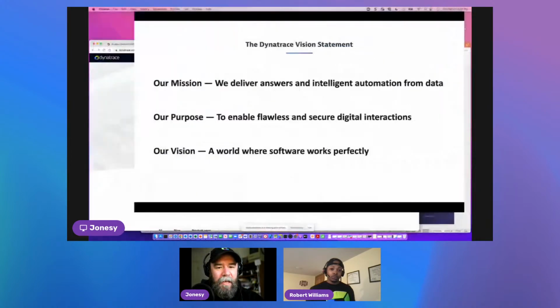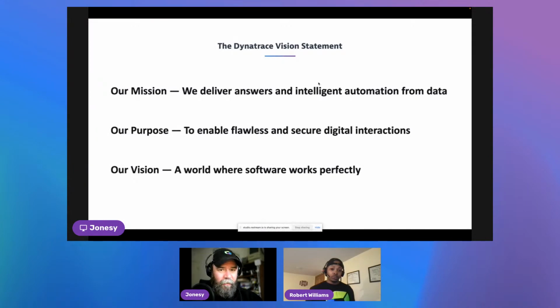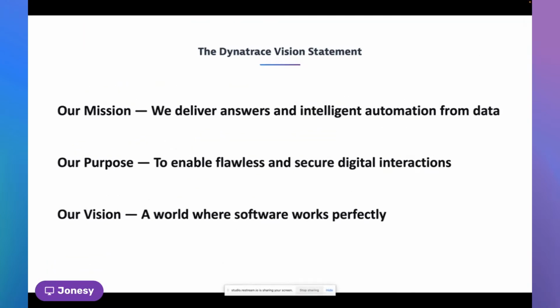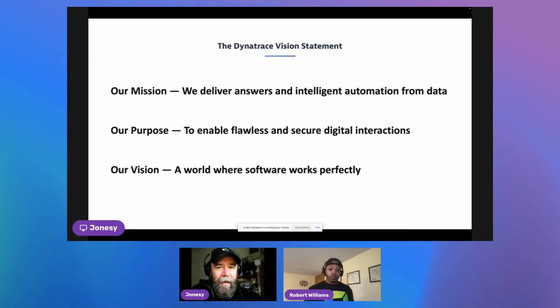So our vision statement, what Dynatrace exists for, the reason that we are around: our mission is we deliver answers and intelligent automation from data. Our purpose is to enable flawless and secure digital interactions. And our vision is a world where software works perfectly. So this is our vision statement. I again invite you to go back to our blog and read Rick McConnell's article on our vision statement. It's super insightful, and it really does give you a good understanding as to why we exist.